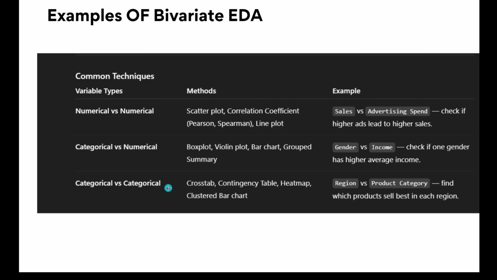Now, categorical versus categorical. We can actually use methods like crosstab, contingency table, heat map, and clustered bar charts for this. Now, let's say we want to compare region versus product category. Here, we can simply try to find which product sells best in each region.